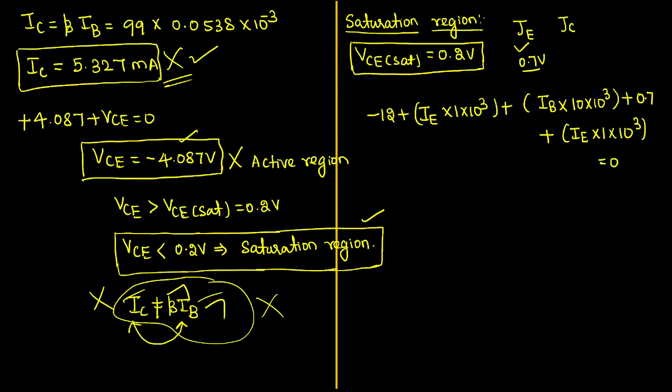equal to 0. Now see this, I can replace this emitter current IE equal to collector current IC plus IB. Sir, I am telling you not to use this relation.